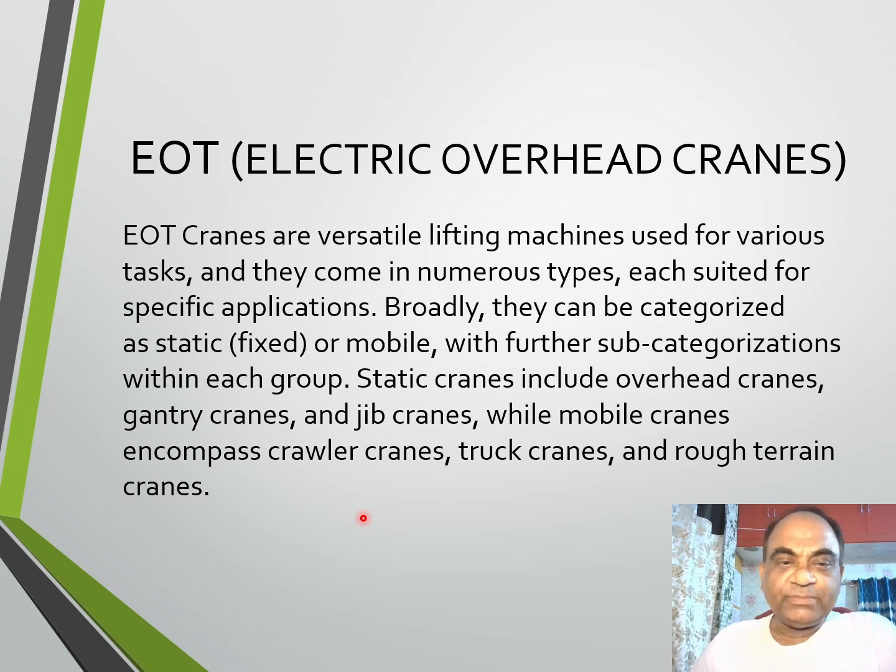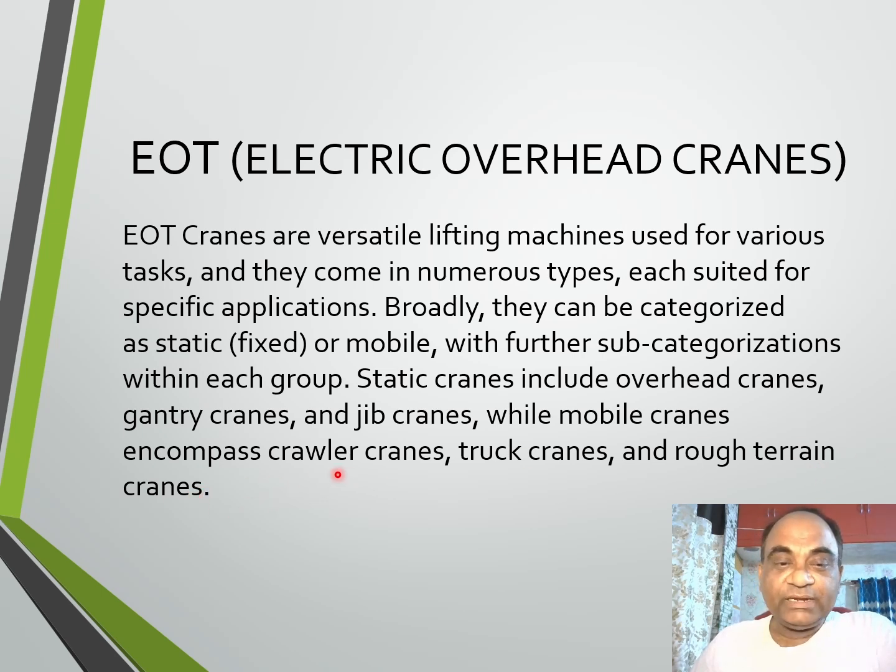Broadly, they can be categorized as static cranes or mobile cranes, with further subcategorization within each group. Static cranes include overhead cranes, gantry cranes, and jib cranes, while mobile cranes encompass crawler cranes, truck cranes, and rough terrain cranes.